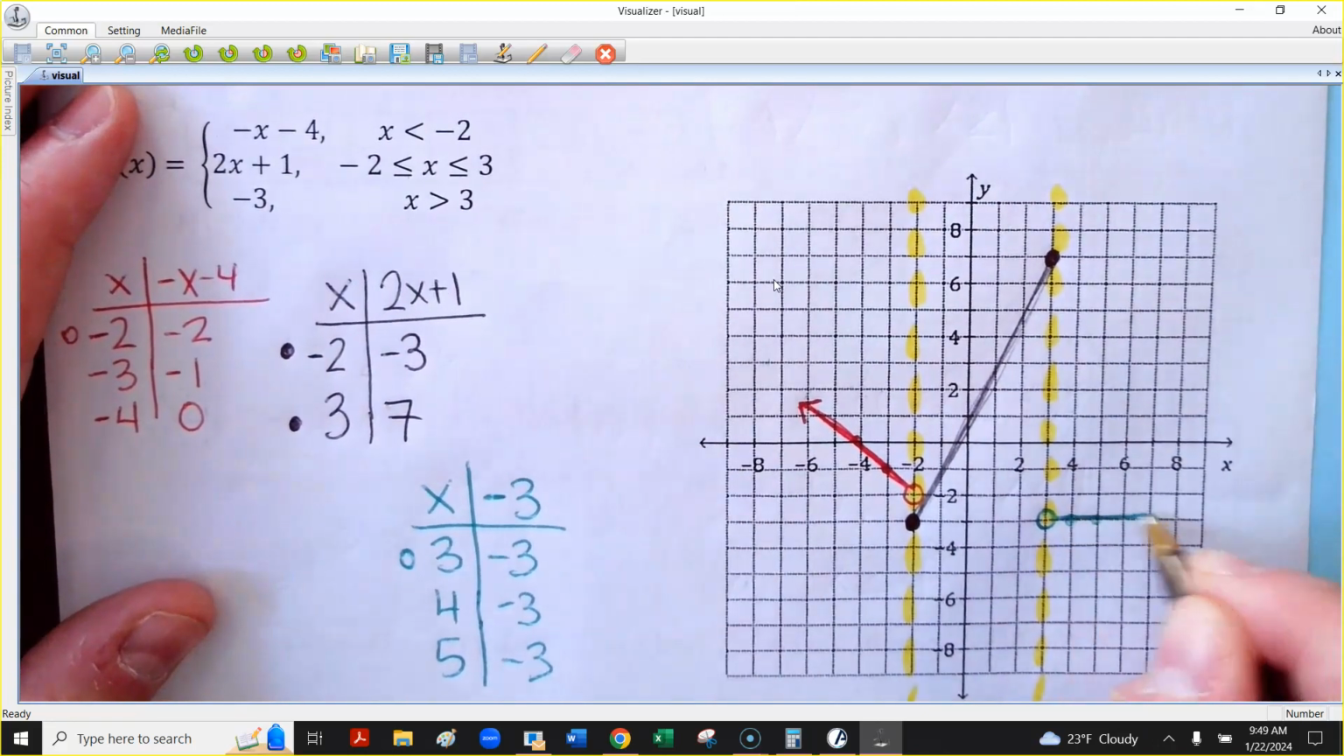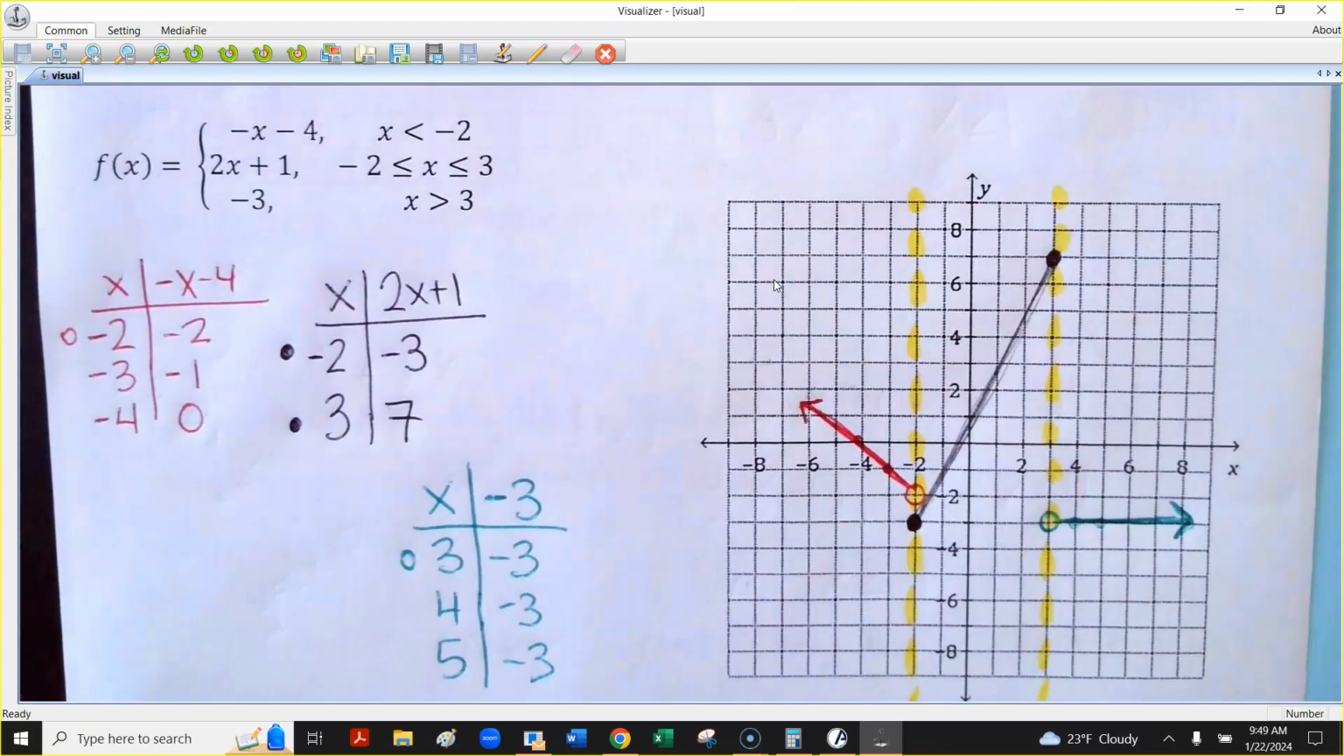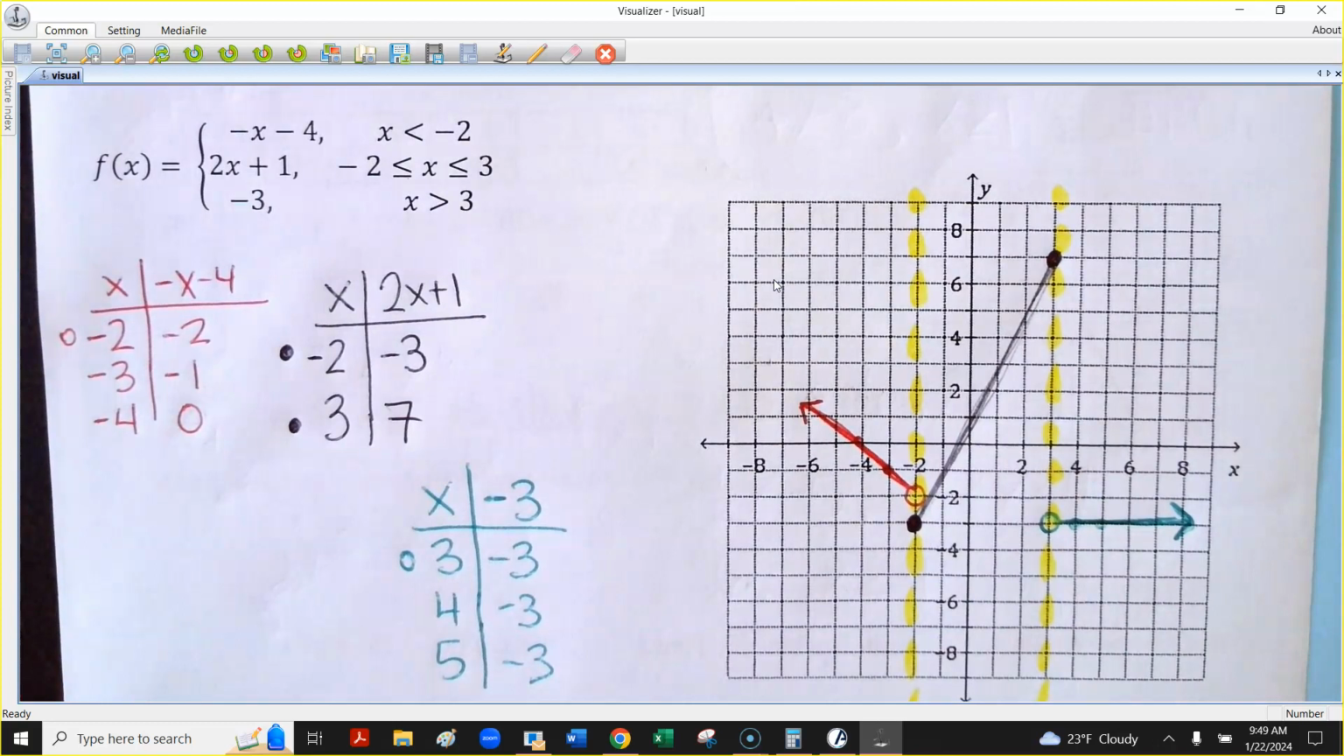The pieces should not overlap. The first piece should go to the left, the middle piece in between, and the third piece should go to the right. Is anybody having a question? Okay.